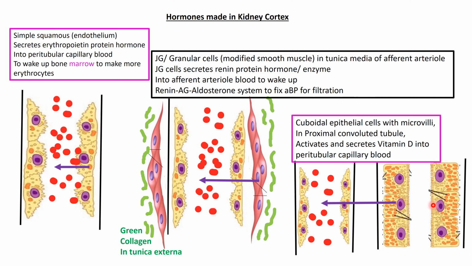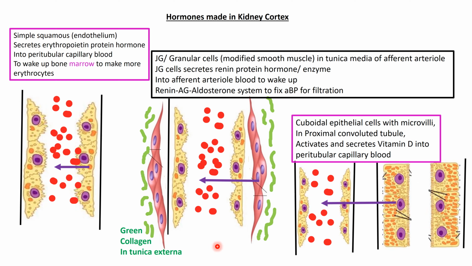And finally, again, this is the simple squamous epithelium or endothelium with blood. And this is a simple cuboid epithelium with microvilli and lots of mitochondria. So it looks like this is the proximal convoluted tubule looking at the peritubular capillary. This is where vitamin D activation occurs and then it is secreted into the blood of the peritubular capillary.